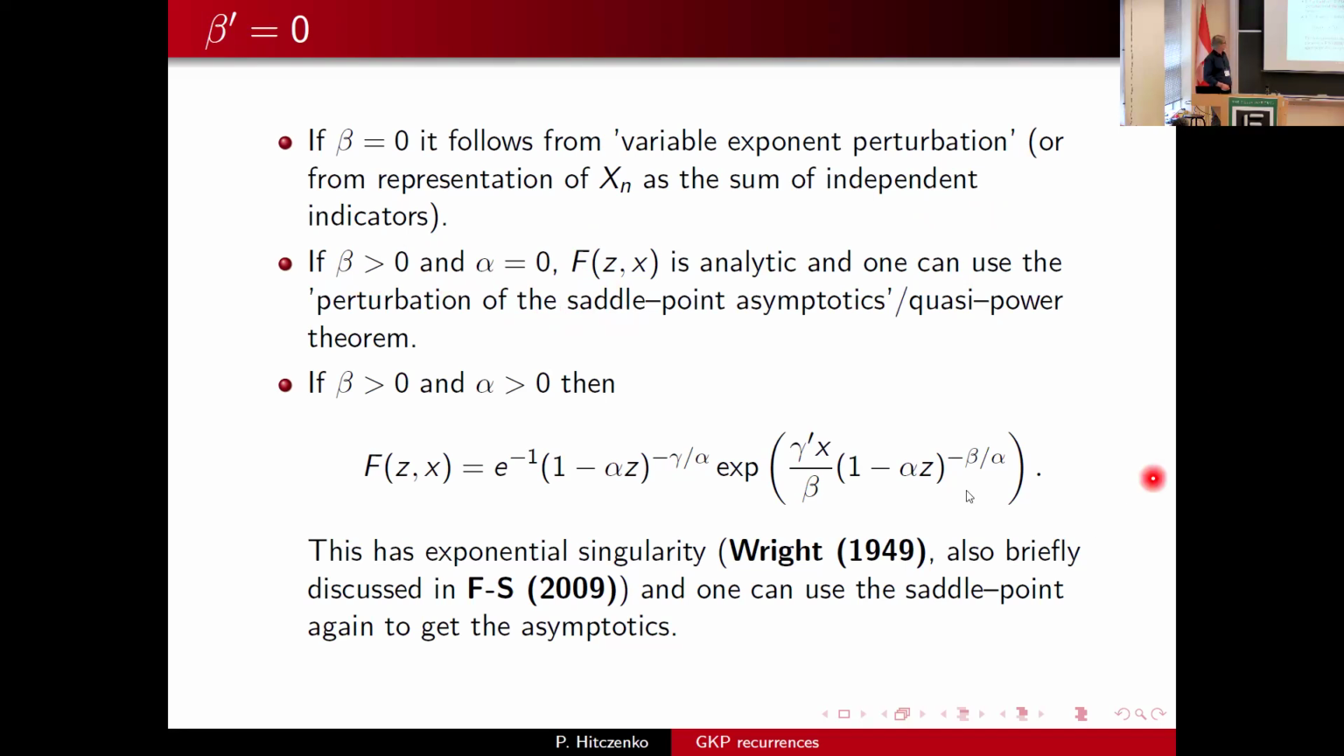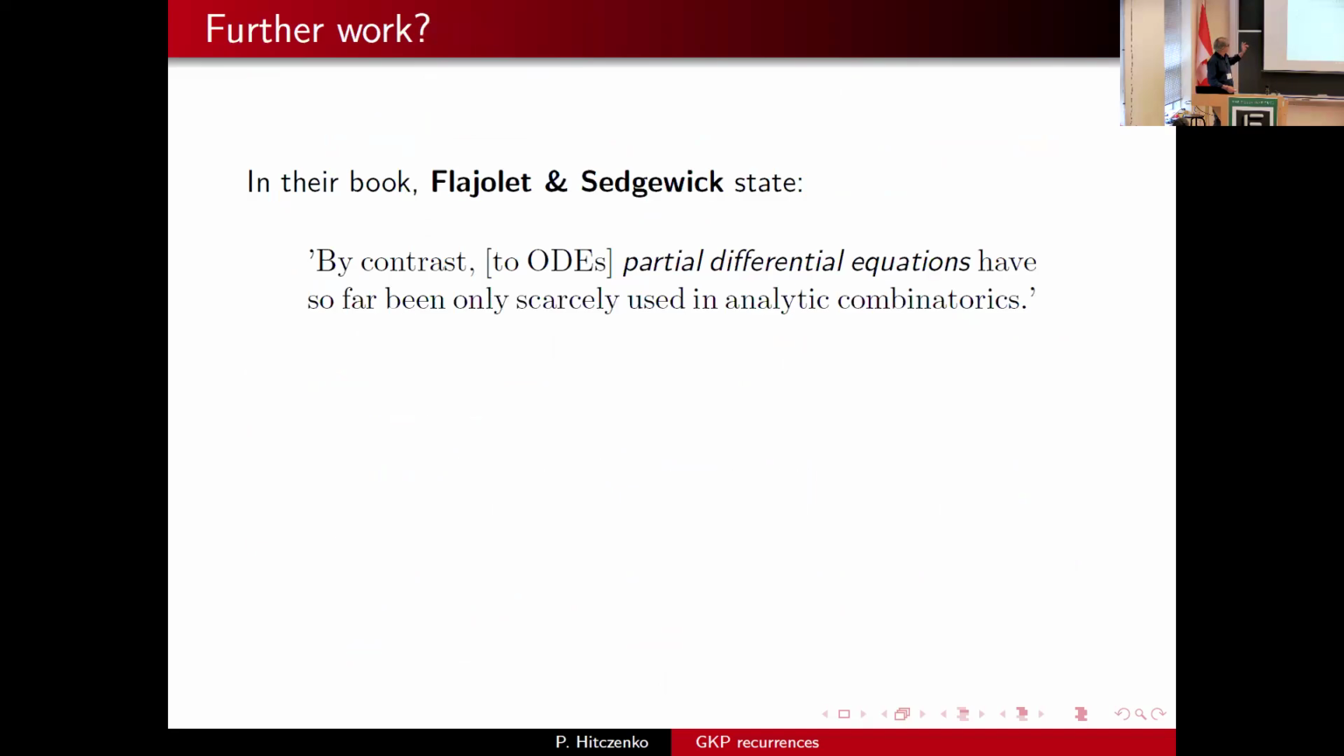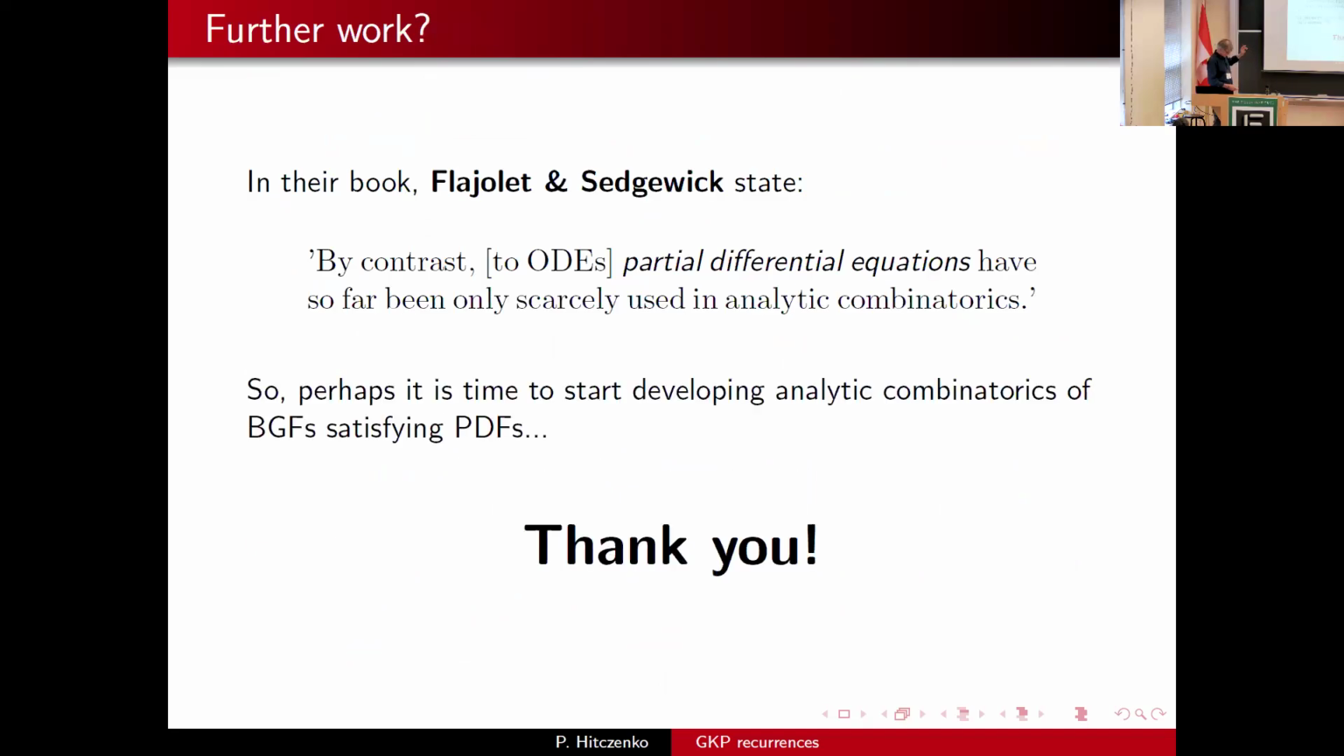And when both of them are positive, then your function is of that form, which something similar appeared, I think, today. It has an exponential singularity here and a similar singularity here. So it goes back to Wright, who developed a method based on the saddle point to get asymptotic coefficients like that. Flajolet and Sedgewick briefly mention it. Okay, let me go back.